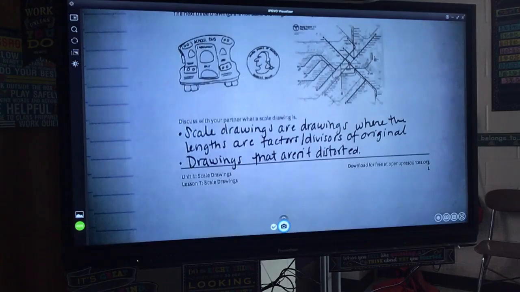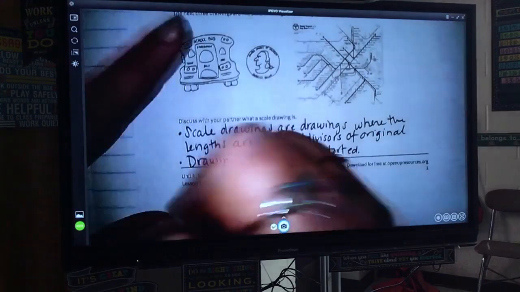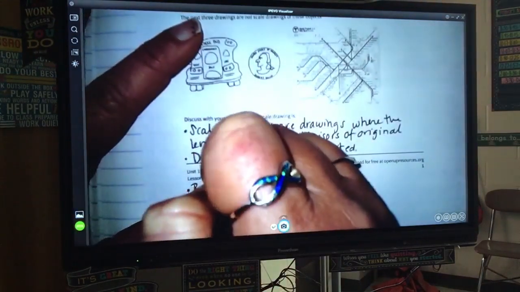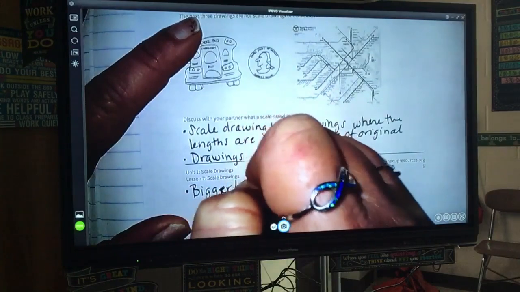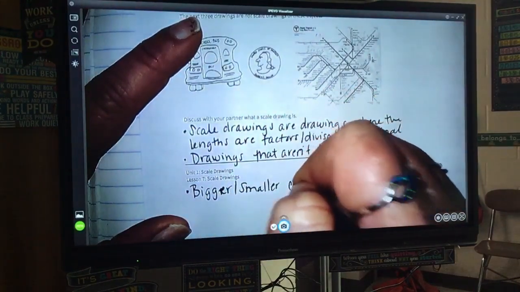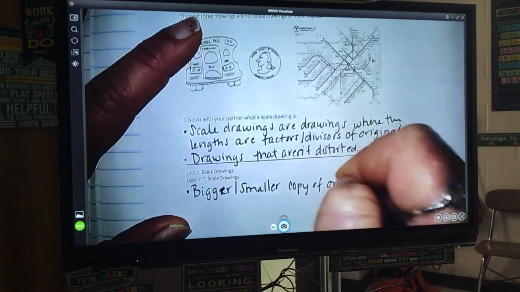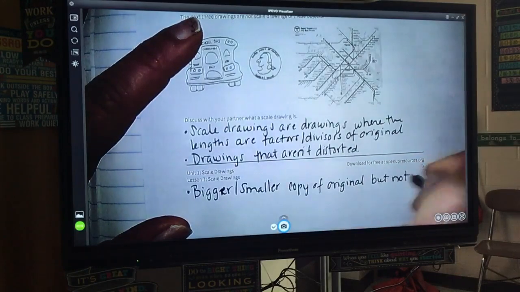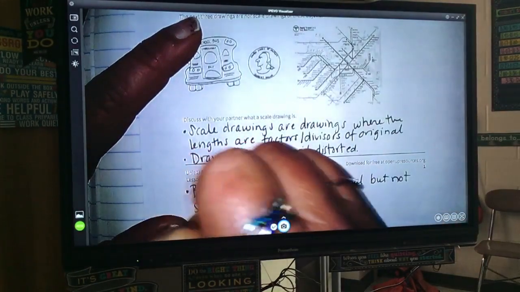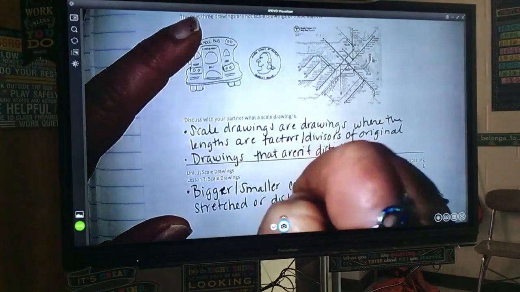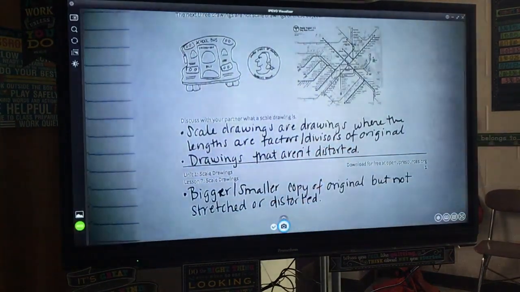Hunter. It's a bigger or smaller copy of the original object, but not stretched or distorted. Okay. So bigger slash smaller copy, you said? Yes. Copy of the original, but not stretched or distorted. All right, those are all really good.